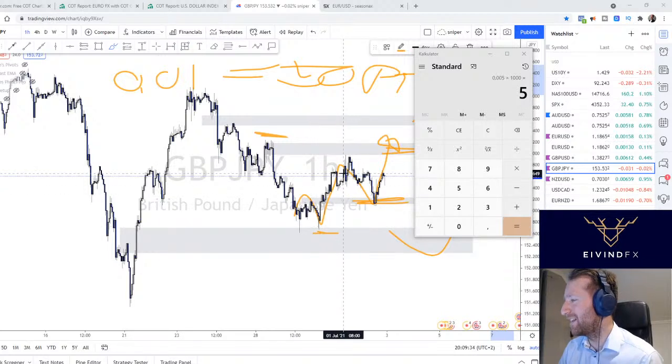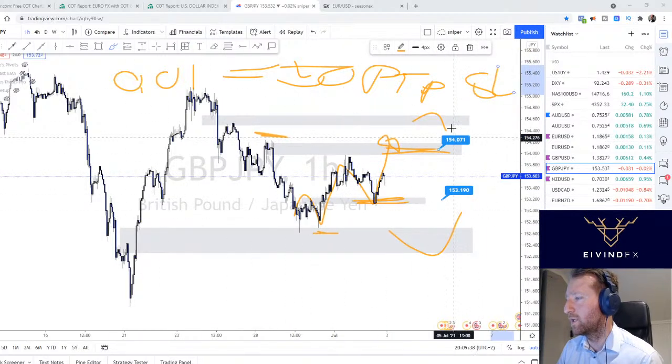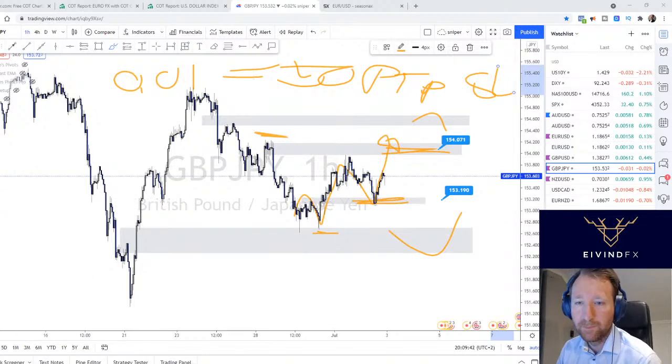All right, what else? Great. Pound dollar, pound yen, looking for it to buy. It's kind of in between. It's a bit difficult at the moment.